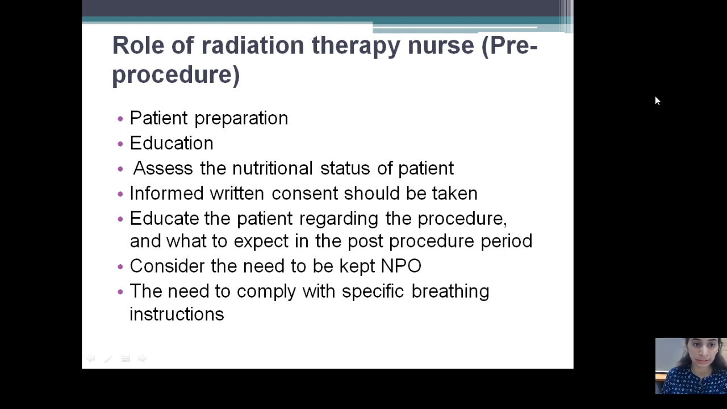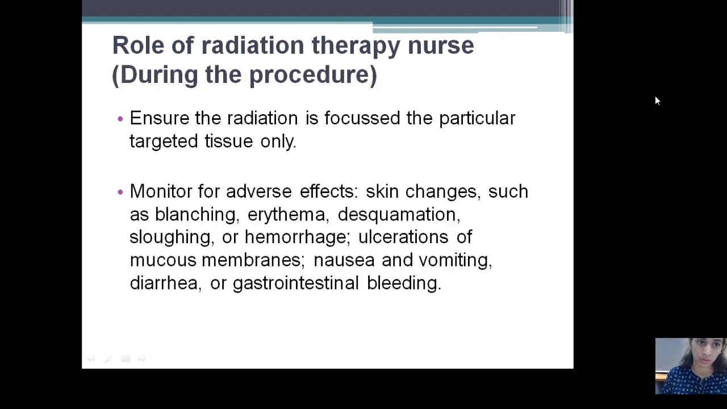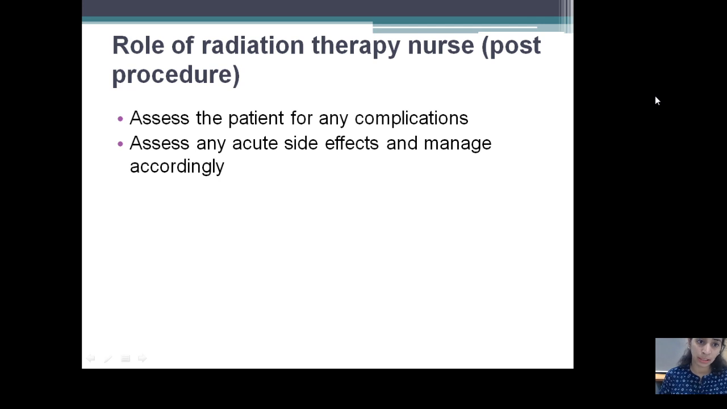Informed written consent should be taken. Educate the patient regarding the procedure and what to expect in the post-procedure period. Consider the need to be kept NPO, and the need to comply with specific breathing instructions. During the procedure, ensure radiation is focused on the particular target tissue only. Monitor for side effects, that is skin changes, blanching, erythema, desquamation, sloughing or hemorrhage, ulceration of mucous membrane, nausea, vomiting, diarrhea and GI bleed. Then post-procedure, assess the patient for any complication, assess any side effects and manage accordingly.